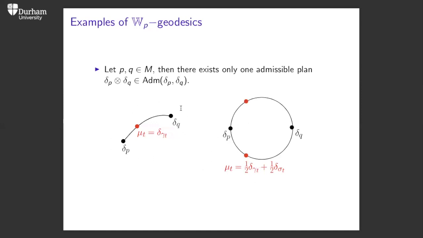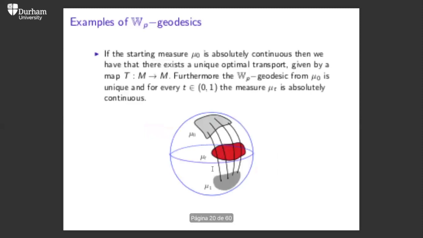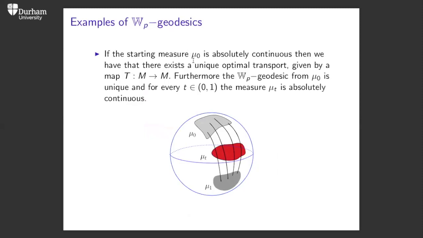So I will have geodesics that look very much like those of the base space, but I could also obtain geodesics like this one. And I could also divide the mass in other ways. This is just an example of a half and half, but I could split it differently. If we ask more of the initial measure, for example, if the starting measure is absolutely continuous, then the optimal transport will be unique. It will be given by a map.